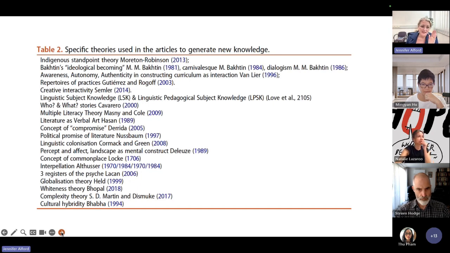And just a cursory glance down that list will show you. I hadn't heard of some of these theoretical lenses, so it was really interesting to see how the authors had taken them up to interrogate curriculum or pedagogy or assessment or the other topics they were interested in. I'll just give you 10 seconds to have a look at that list. Some of them you may be familiar with. So the picture we gathered from this was a very wide range of theoretical lenses being brought to the data.